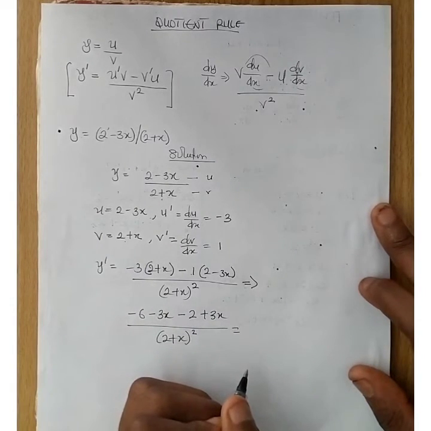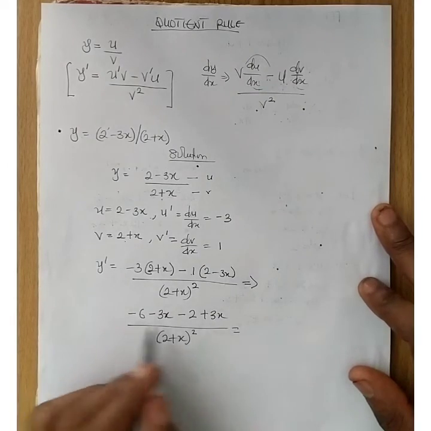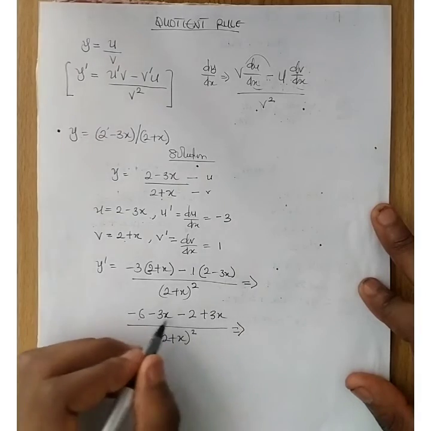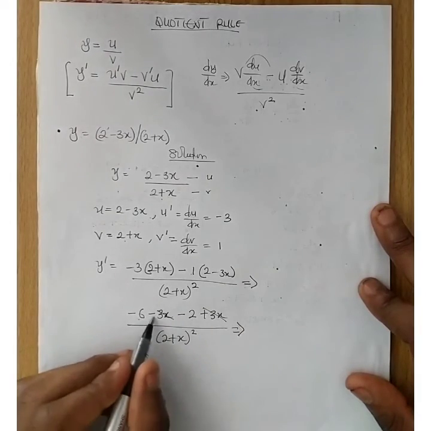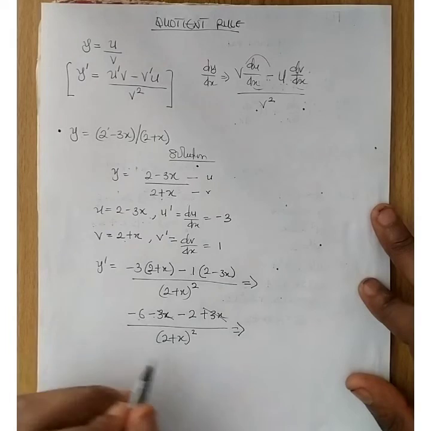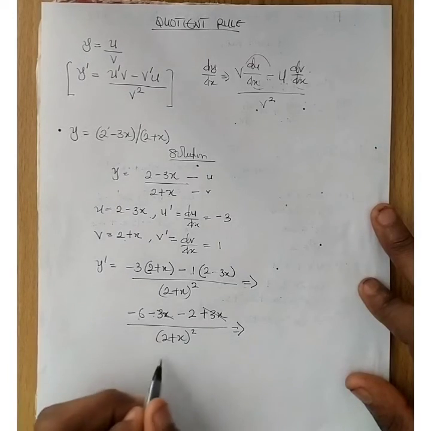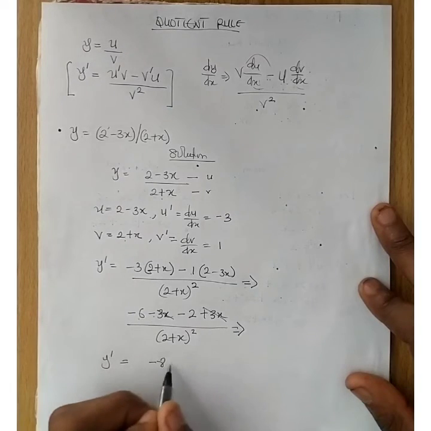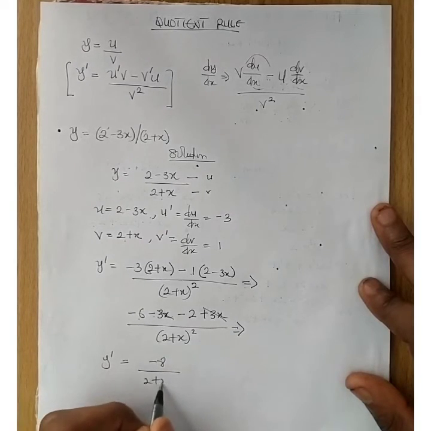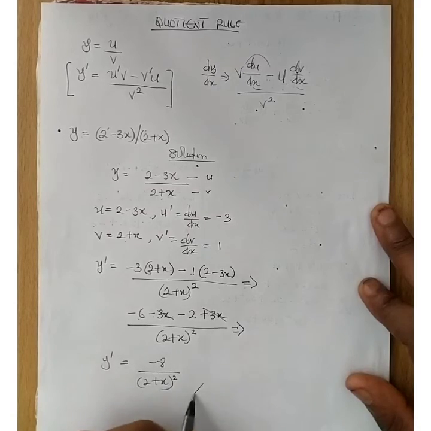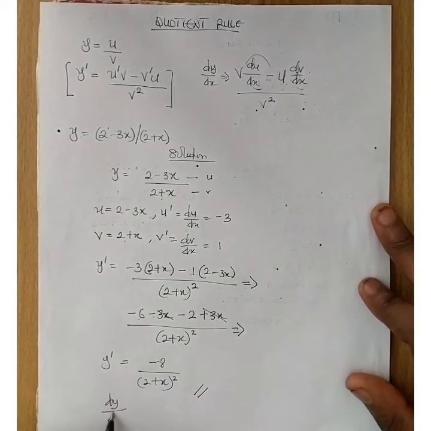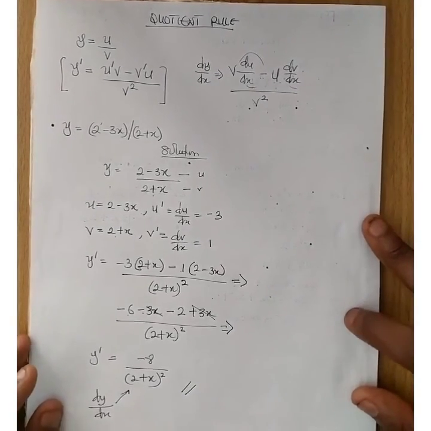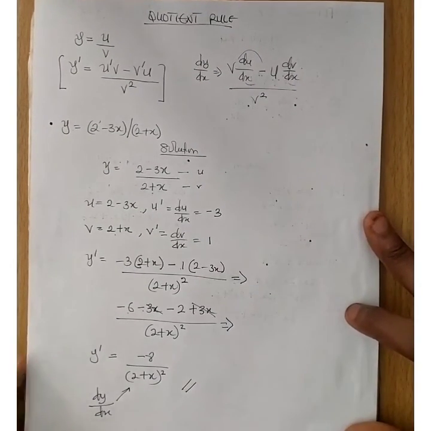Right? Yes, so collecting like terms, I can see that the minus 3x and the positive 3x cancel, because it's 0. So minus 6 minus 2 gives us minus 8, and then we have over 2 plus x all squared. So this is our answer. This is dy over dx. So that's the simple way you can apply the quotient rule to solve problems like this.